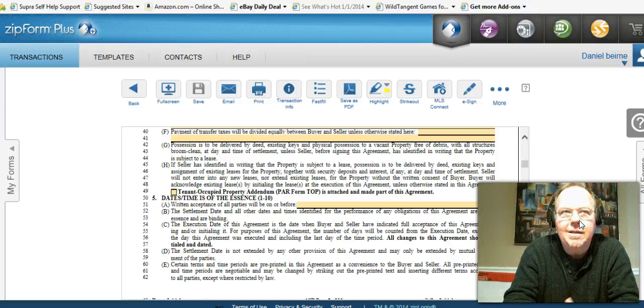So as of today, the buyer would have 11 days to perform a home inspection. As of tomorrow, they would have 10 days to perform a home inspection.